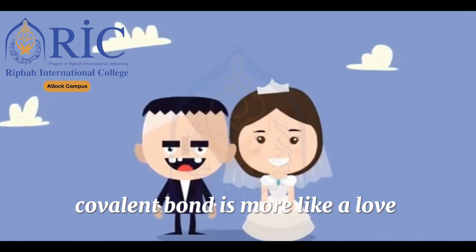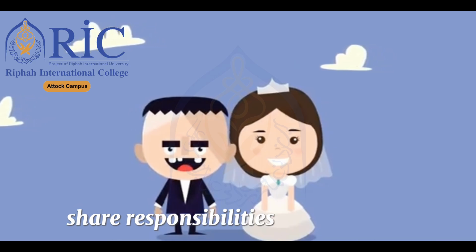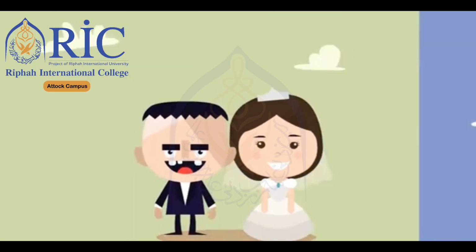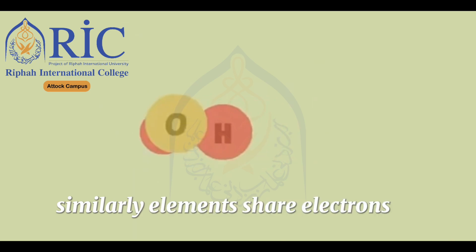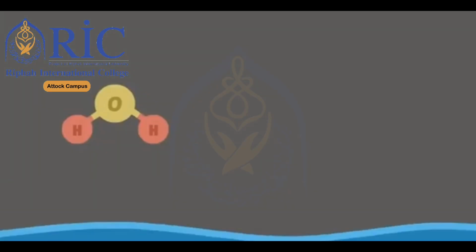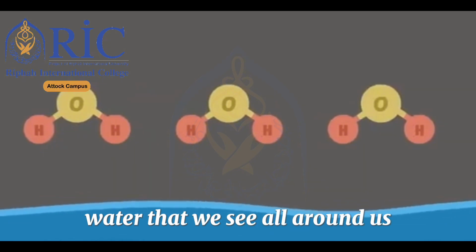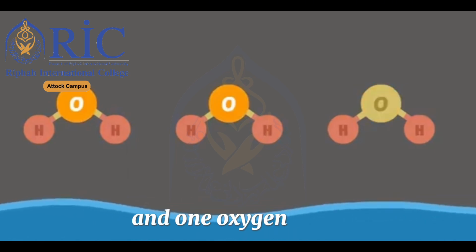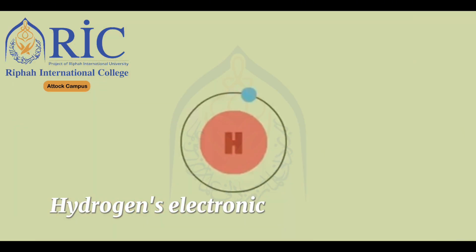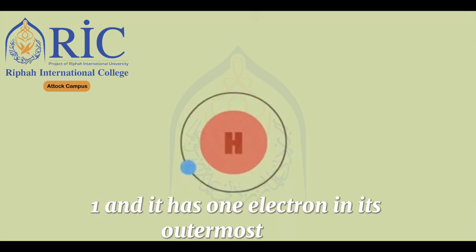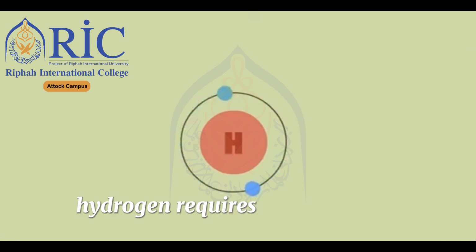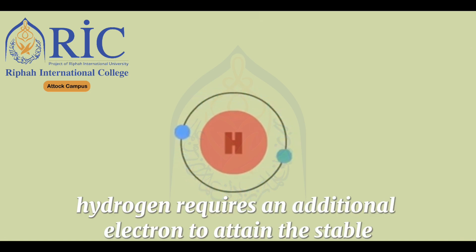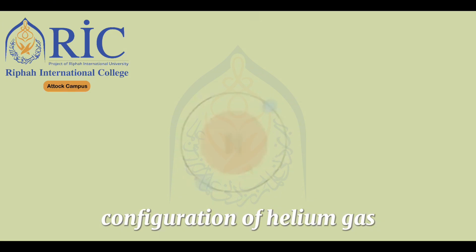Covalent bond. Covalent bond is more like a love marriage, in which the couple share responsibilities and expenses. Similarly, elements share electrons to form covalent bonds. Water that we see all around us is formed by covalent bonding between 2 hydrogen atoms and 1 oxygen atom. Hydrogen's electronic configuration is 1s1 and it has 1 electron in its outermost orbit. Hydrogen requires an additional electron to attain the stable configuration of helium gas.